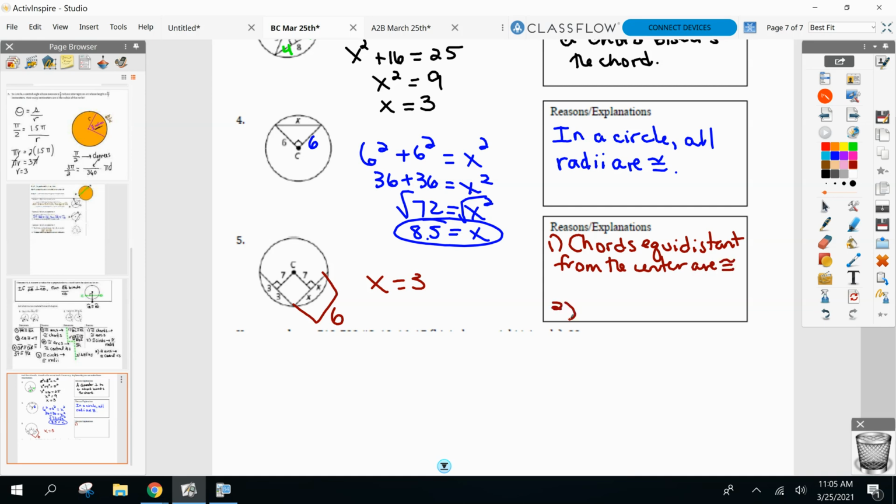All right, so that's why that chord is 6. But why is each piece 3 and 3 then? Radhika, what other theorem do I need? A piece of a diameter bisects the chord. Or wait, it's perpendicular to it. I need a perpendicular, right? So a diameter or radius perpendicular to a chord bisects the chord.